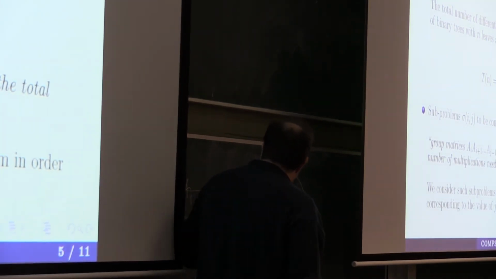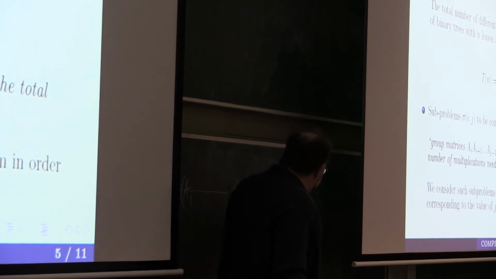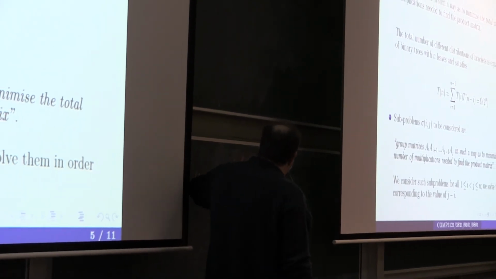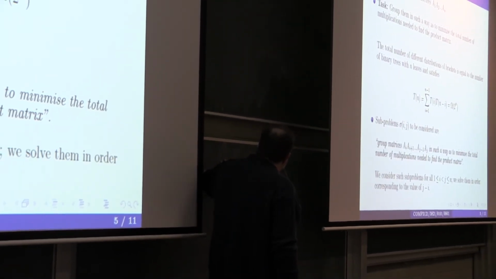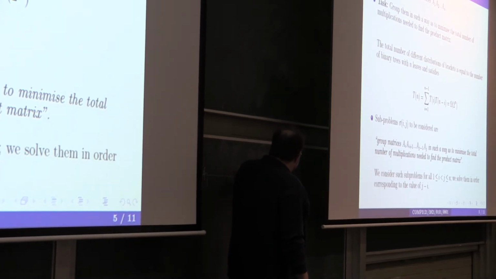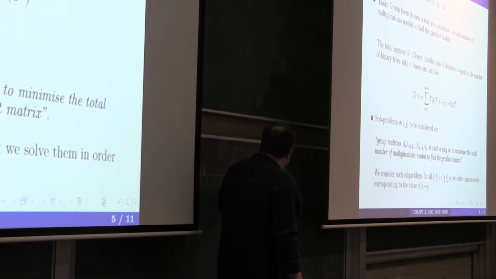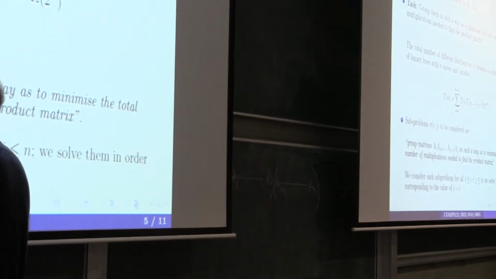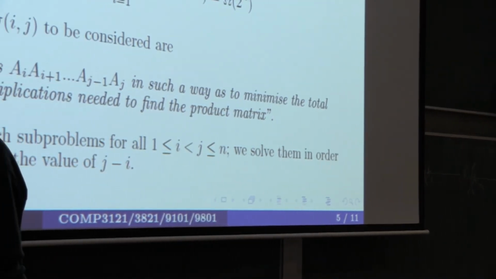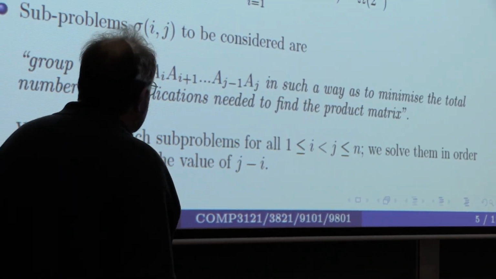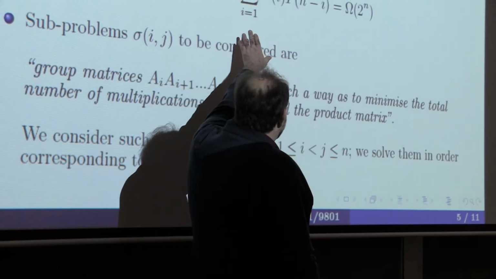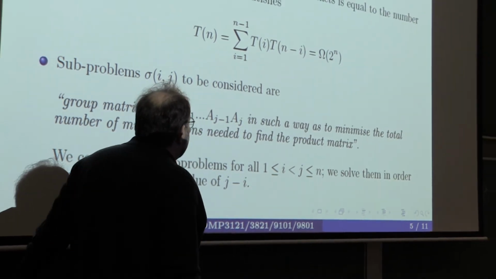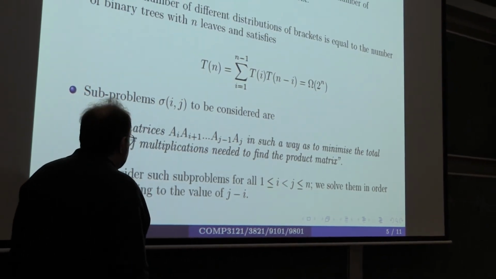parenthesizing this term here is independent from how you do the parentheses here. So the total number will be the product of how many ways you can do it here times how many ways you do it here, and then you have to sum through all possible i's. So you get this recurrence, and these numbers are called Catalan numbers. And it's easy to see that they grow, in fact, faster than 2 to the n.